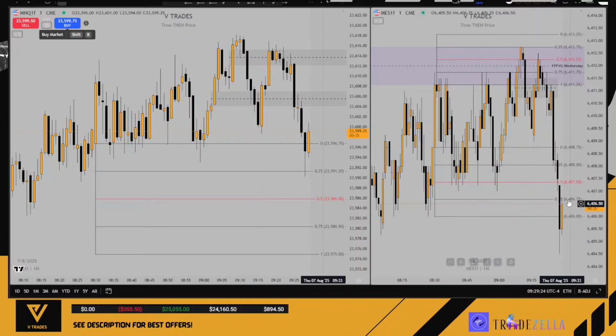So ES took the low, now trading back into the VIX section. Let's see if they want to invert this bullishly on NQ.